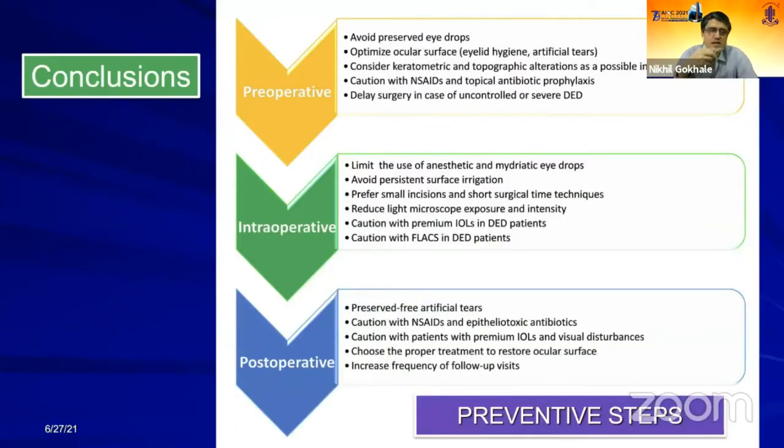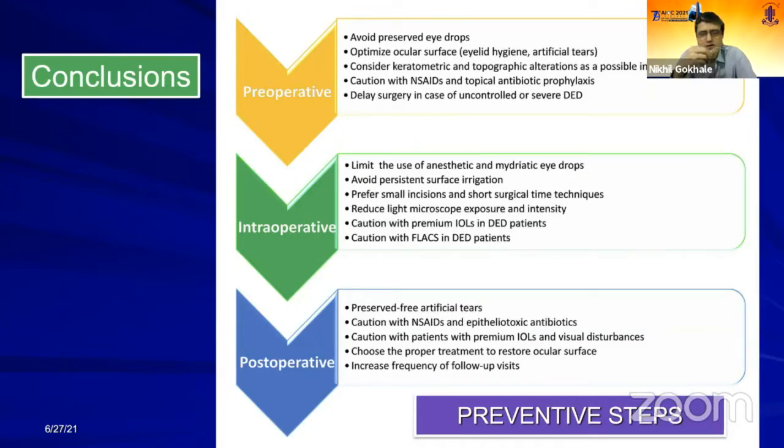So in conclusion, I would say that preoperatively avoid too many preserved drops. Always look at the ocular surface and try to optimize it. Quick keys: look at the keratometric mires, which will tell you a lot. Be careful while using topical antibiotics and non-steroidal anti-inflammatories. Delay surgery if you feel you're not comfortable with the ocular surface picture.